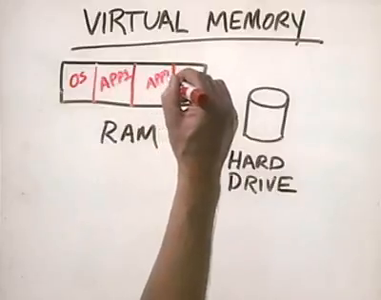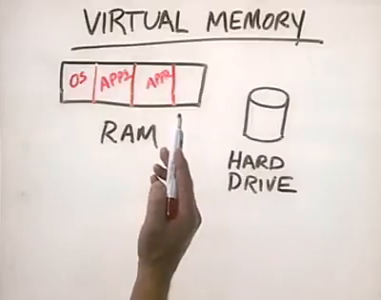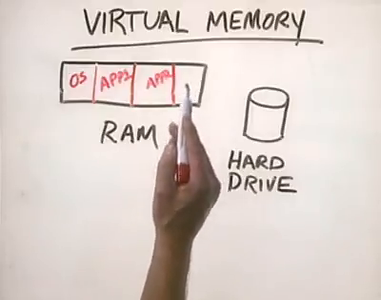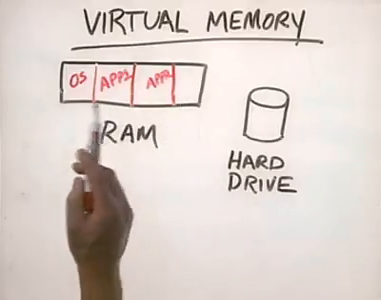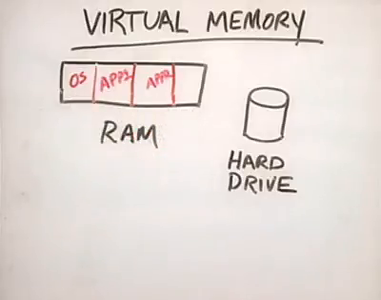App 2. Remember in our last example, we talked about a third application that needed to run, but there wasn't enough physical memory installed to support the operating system, app 1, app 2, and app 3 all at the same time. With the old model, we couldn't do anything. We could only run app 1 and app 2. App 3 was out of the question.